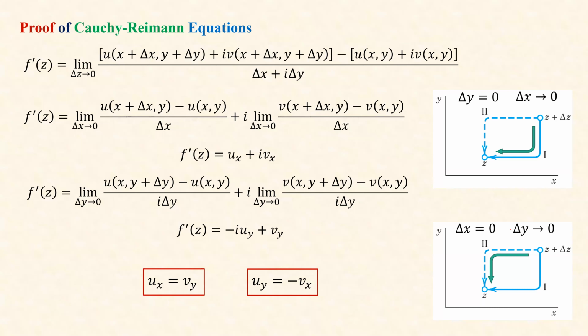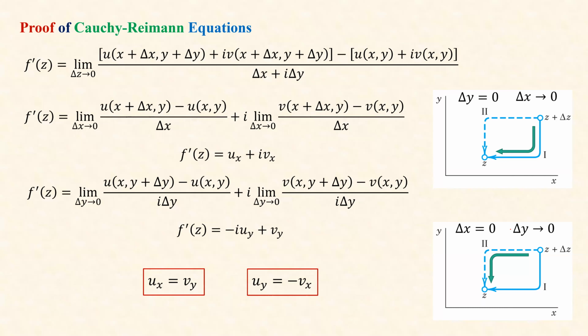And of course, if you approach z from z plus delta z, or make delta z go to 0 from these two paths, and they match, the limit exists, you can argue that it will exist in any other way. All right. So this is proof of Cauchy-Riemann equations. Any questions?